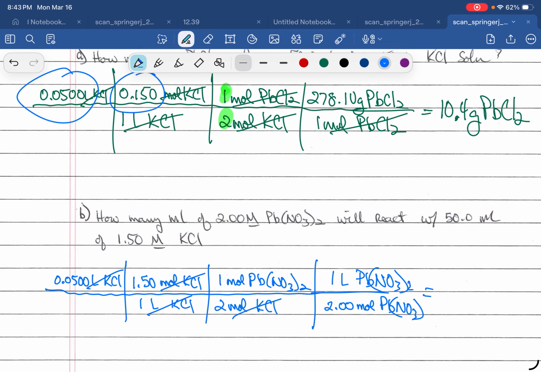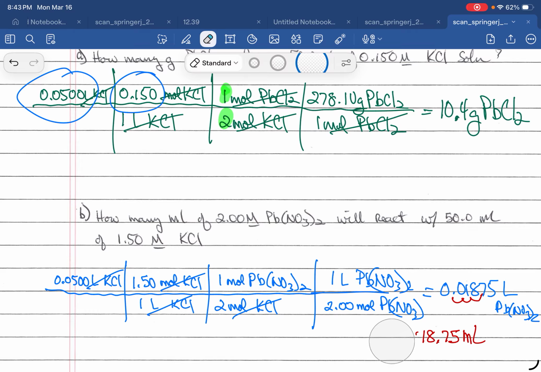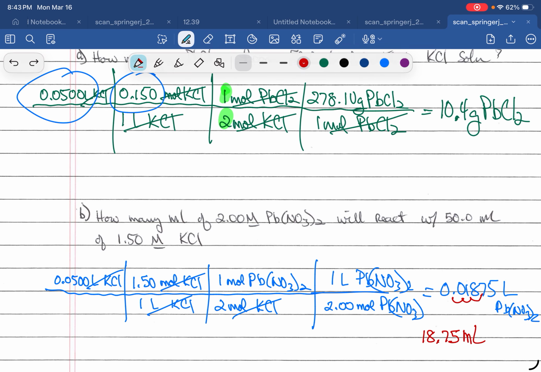And I get 0.01875 liters of Pb(NO3)2. And to get that into milliliters, I multiply by 1,000. So I'm going to move my decimal point 3 places to the right. 18.75 milliliters Pb(NO3)2.